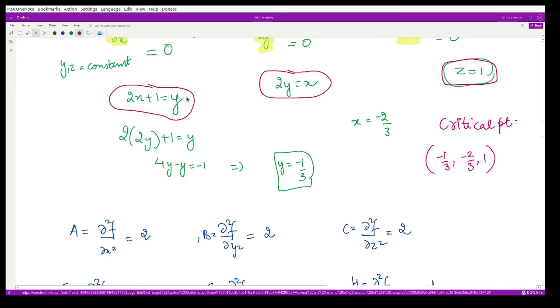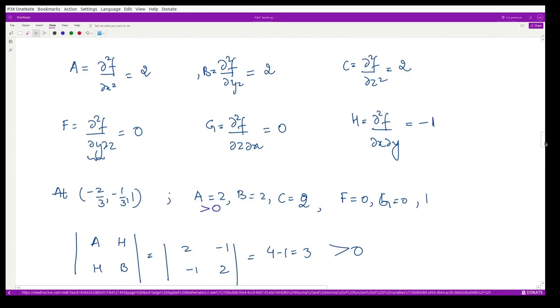So from the third equation we obtain the value of z as 1. Now we have to solve the other two. When you solve these two, you obtain the value of x as minus 2 by 3 and the value of y as minus 1 by 3. So these are the three values, and we call this the critical point. Now the next task is the computation of the double derivatives.